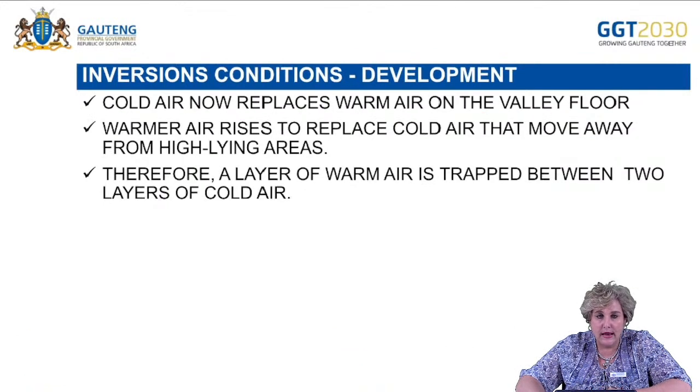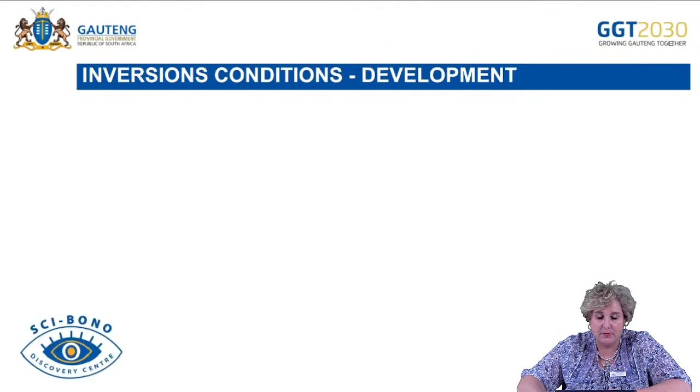The cold air now replaces the warmer air on the valley floor. The warmer air rises to replace the cold air that moved away from the high-lying areas. Therefore, a layer of warm air is trapped between two layers of cold air, as we have seen in the previous diagram.